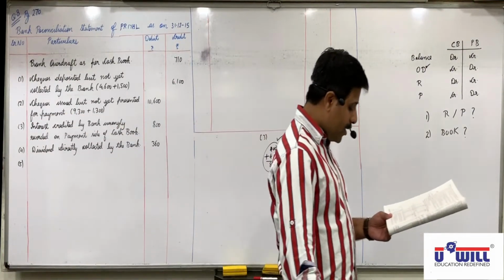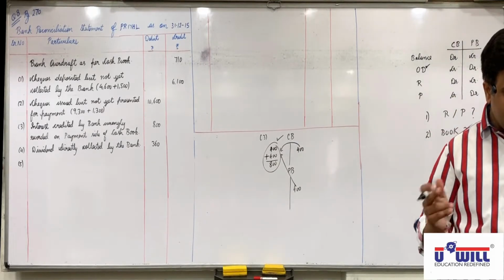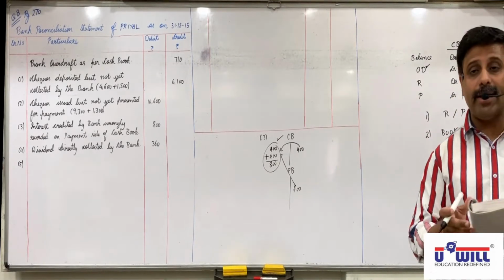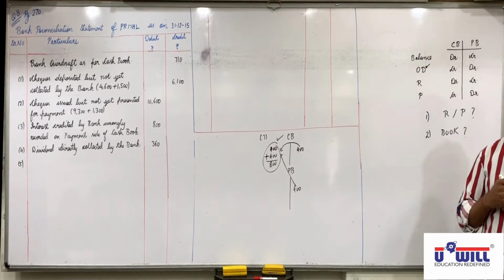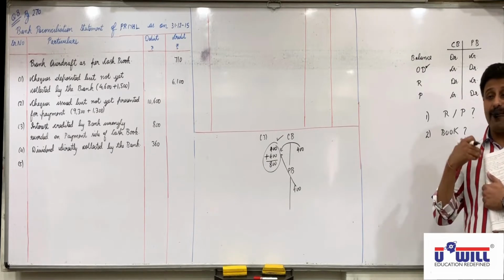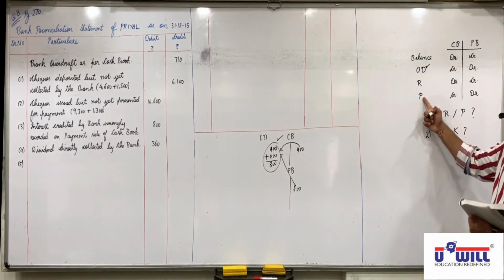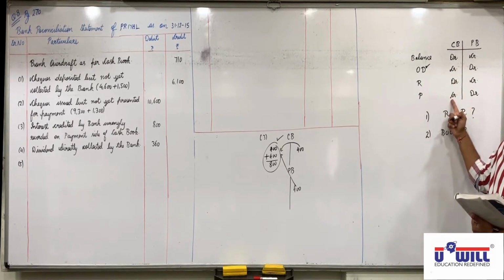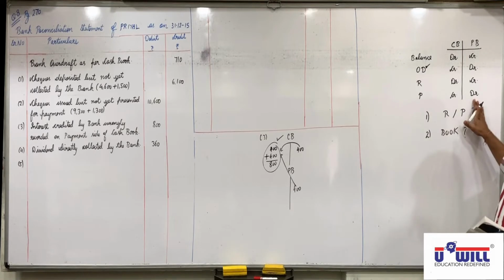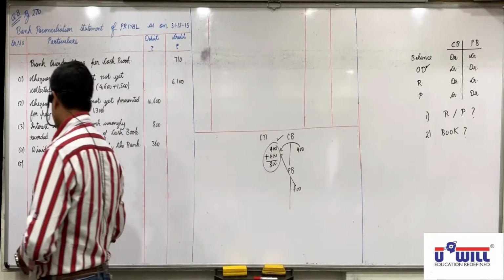Bank has recorded interest on overdraft 120 in passbook, but this transaction is not recorded in cash book. Now tell me, what is interest on overdraft? Income or expense? Expense. We have to pay interest on overdraft to the bank. So is it a receipt or a payment? Payment. And it is not recorded in cash book, so credited. Yes. Bank has debited interest on overdraft in passbook, but it is not yet credited in cash book, so credited.